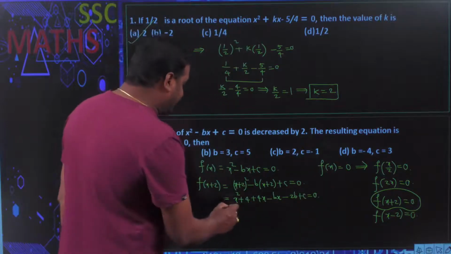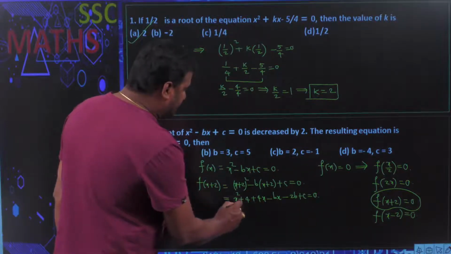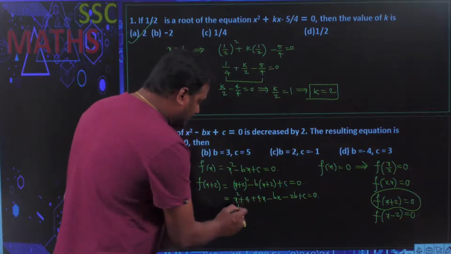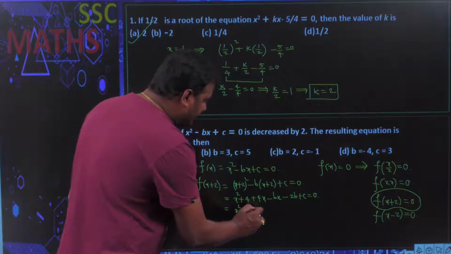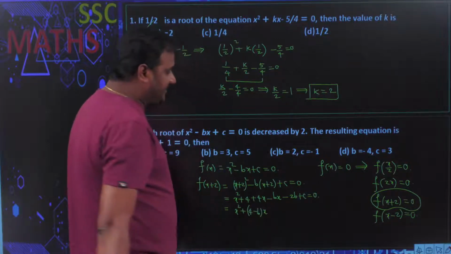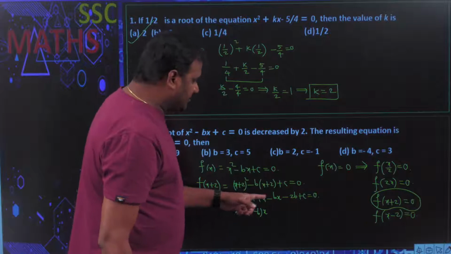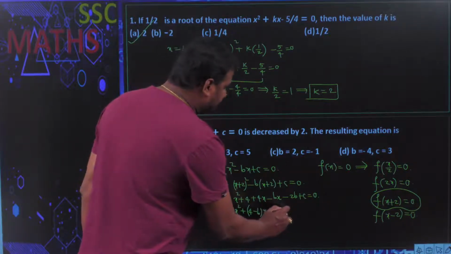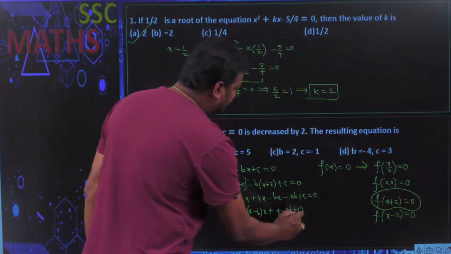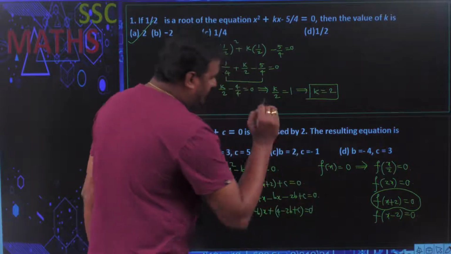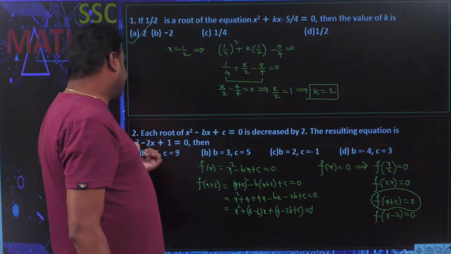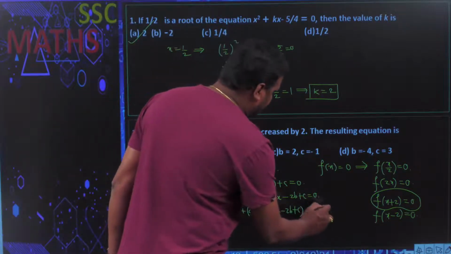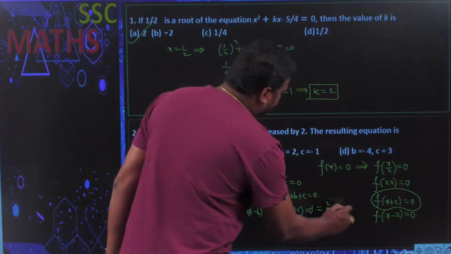If I write it in the standard form, then it would be x square. Now the x terms are 4x and minus bx, so it can be plus 4 minus b times x. And coming to constants, 4 is one constant, minus 2b is one constant, c is one constant. So plus 4 minus 2b plus c is equal to 0. The equation given is x square minus 2x plus 1 equal to 0.